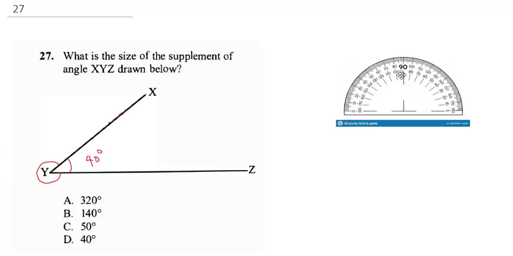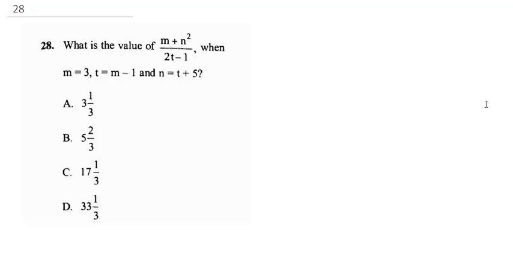So to get the supplement is going to be what? That will be 360. Remember, angle at a point or angle around a circle, it's what? 360. So this is going to be 360 minus 40 degrees. Now this is going to give me what? That's 320 degrees. So the correct answer here is going to be what? A.